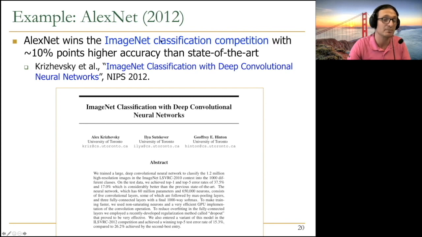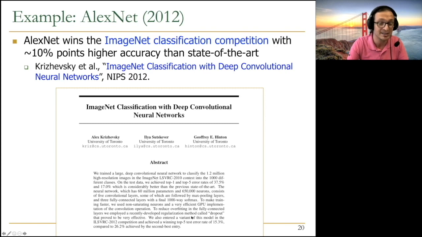They were able to show that, compared to the state of the art at the time, they got 10% higher accuracy in classification tasks by using this deep neural network, and it was very efficient by having a very efficient GPU implementation of the convolution operation. You can see in the abstract of the paper, they say to make training faster, we use non-saturating neurons and a very efficient GPU implementation of the convolution operation.